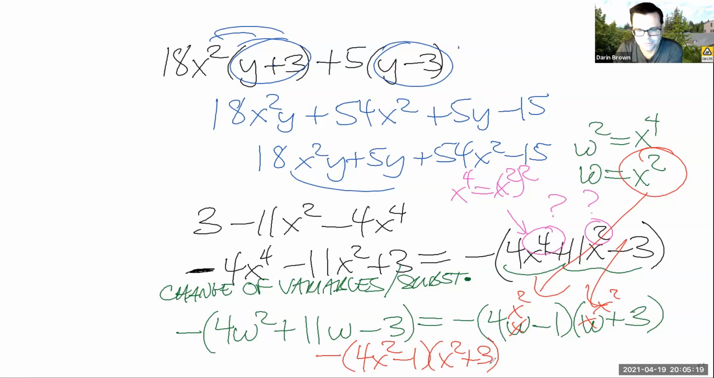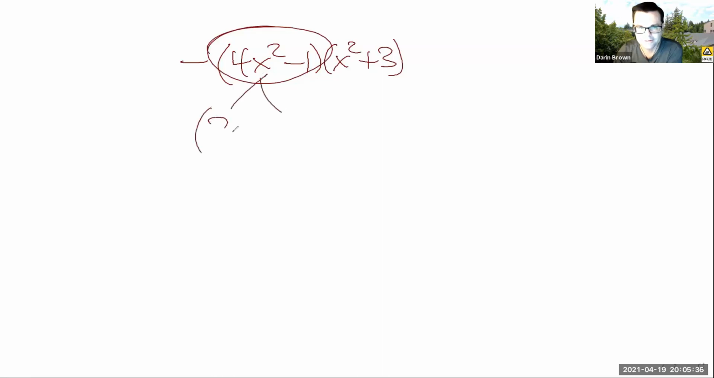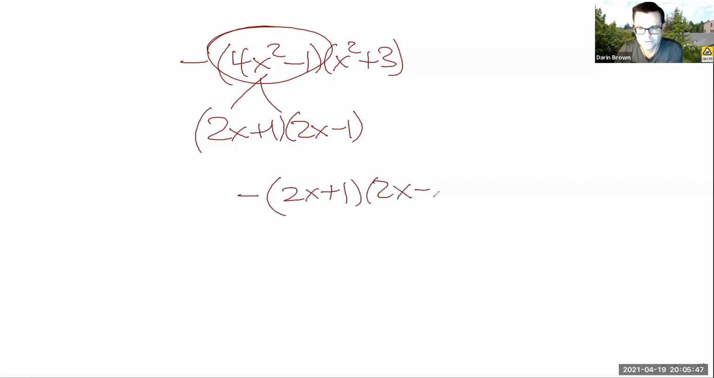And now we have an additional problem. So this is probably the worst one so far. Now we've got the 4x squared minus 1, let me copy this over here. So far we've got minus 4x squared minus 1, x squared plus 3. Now you have to recognize that this is a difference of squares. It factors as 2x plus 1, 2x minus 1. So altogether, it looks like we get minus 2x plus 1, 2x minus 1, x squared plus 3.